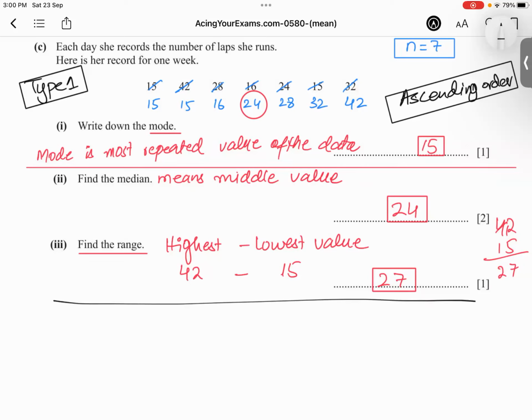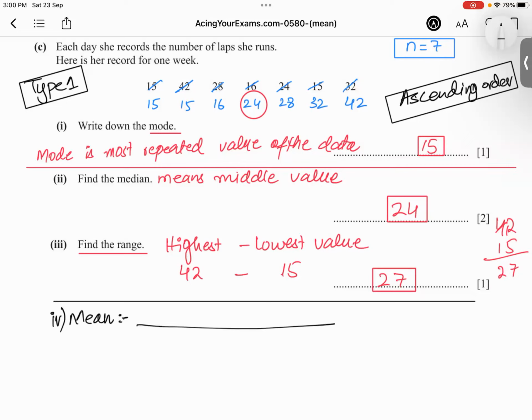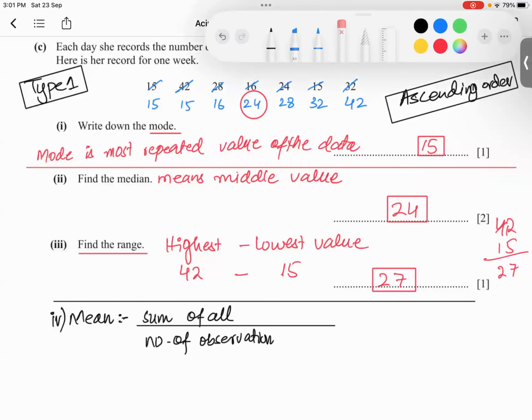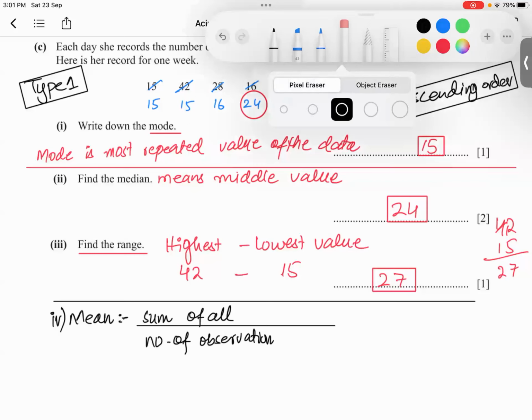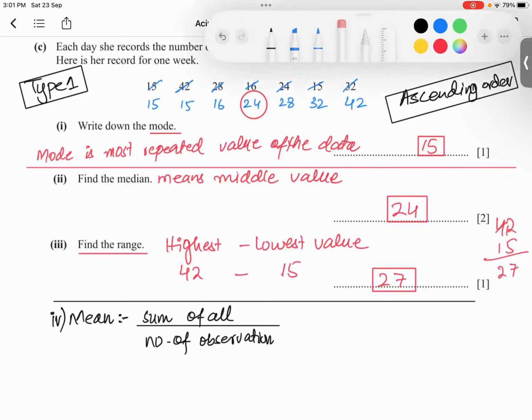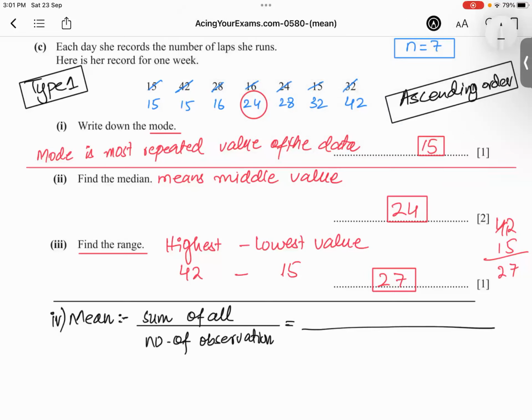We do have one more thing here in this chapter, that the fourth one can be mean. You can get this sort of question on mean. So you know this already. Mean means the sum of all, which means average, divided by the number of observations. That is the formula for the mean. Now, if you want to solve this question without the help of a calculator, you can still do it. We know that there are 7 observations. So we have to add all of them: 15 plus 15, 16 plus 24.